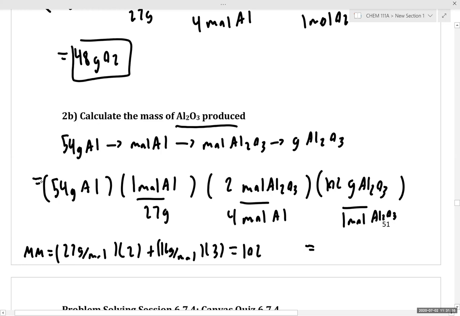If we punch this entire calculation into our calculator, 54 over 27 times 1/2 times 102, we get 102 grams of aluminum oxide. Does this example make sense to everyone so far? Any questions so far?